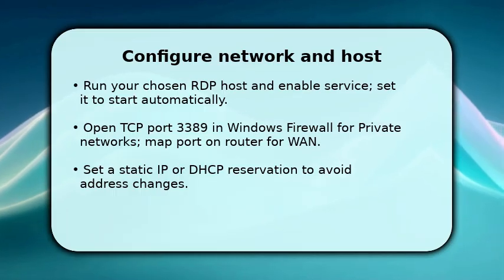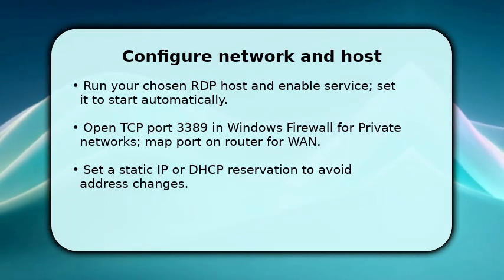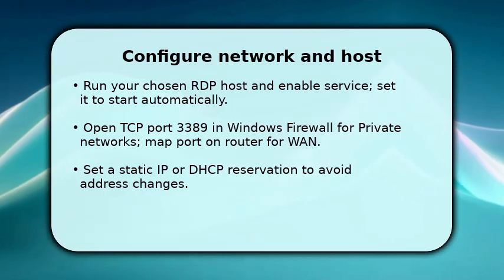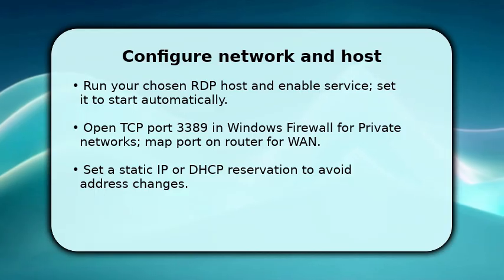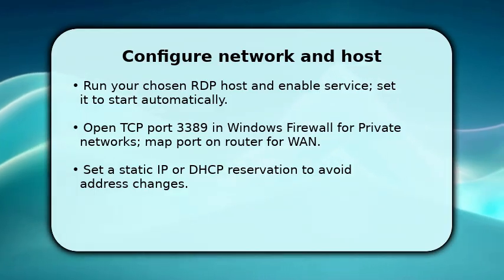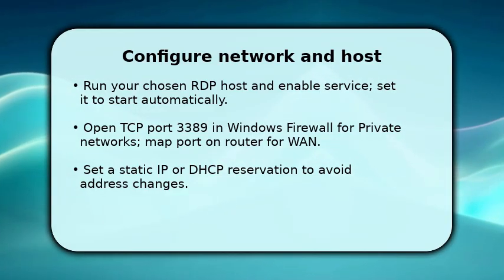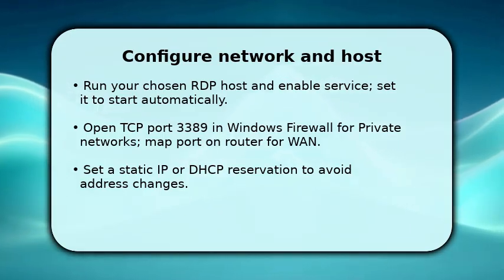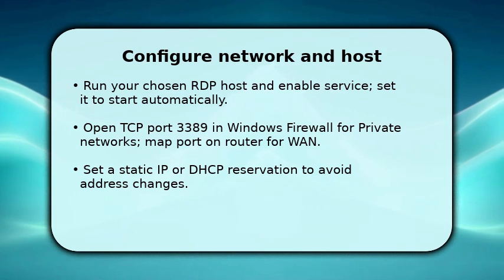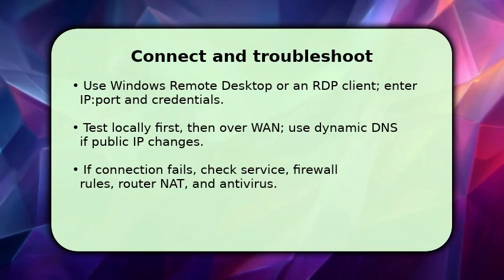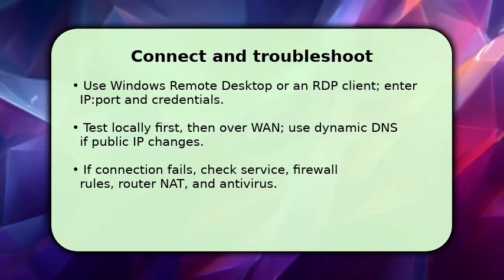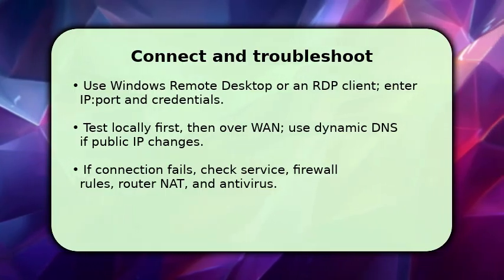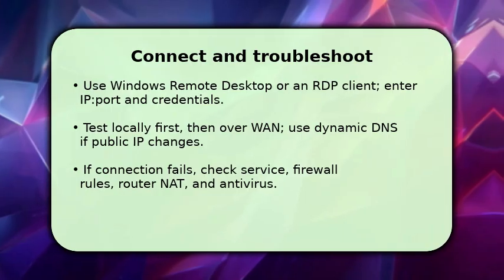And if you need remote WAN access, map that port on your router to the PC's static IP or DHCP reservation. Once configured, verify the service listens on 3389 and confirm the static IP so your port forwarding stays valid. These steps let remote clients finally connect from the client using Windows Remote Desktop or another RDP client, entering the IP and port plus the local admin credentials.